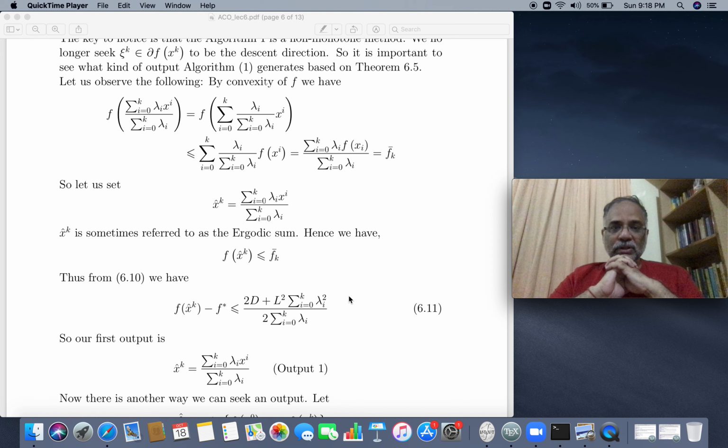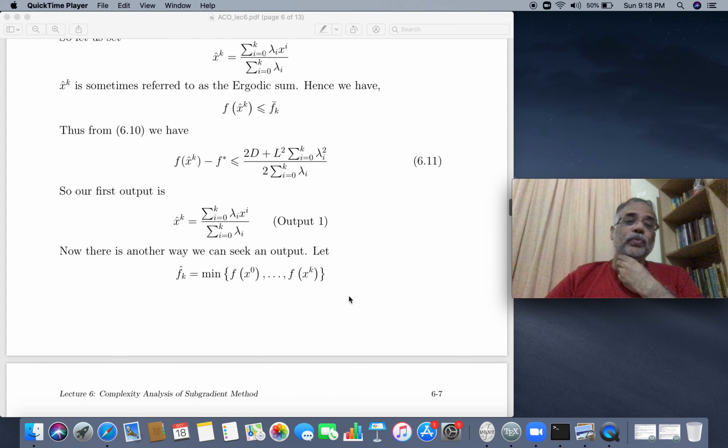That is the question. So then comes the question of convergence. Of course, another way of taking the output is that you take the minimum value at the back.